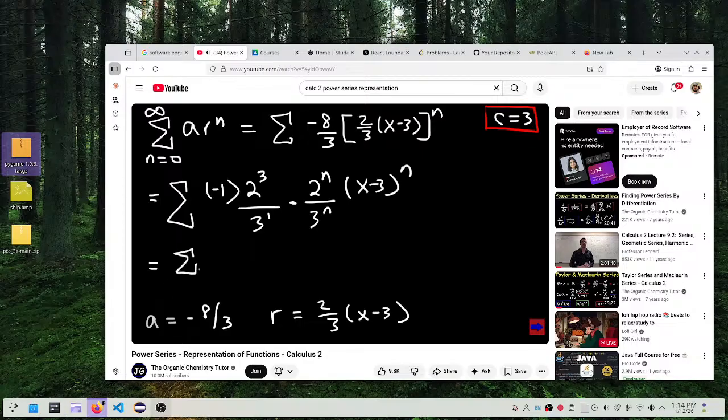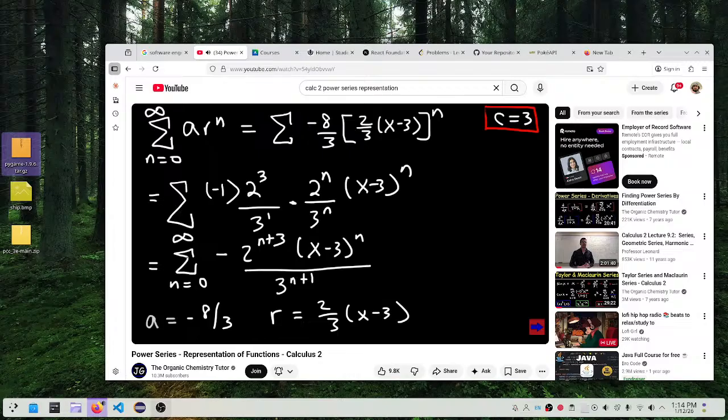So we can write the final answer from 0 to infinity, and then negative. Here we have 2 to the third times 2 to the n, so we're going to add 3 and n, and just write that as n plus 3, times (x minus 3) to the n, divided by, and here we have 1 plus n, or n plus 1. So it's divided by 3 to the n plus 1.